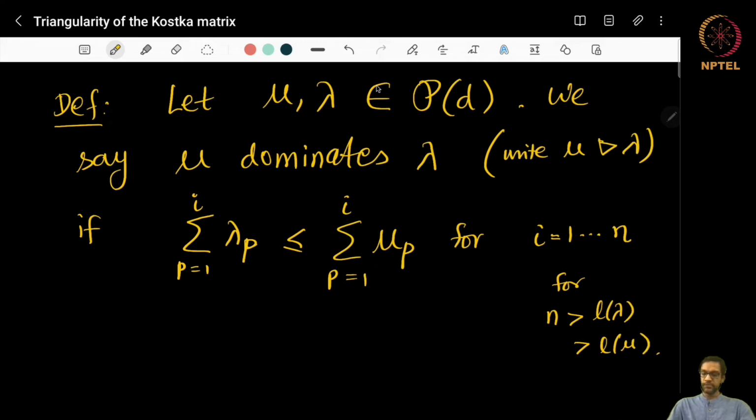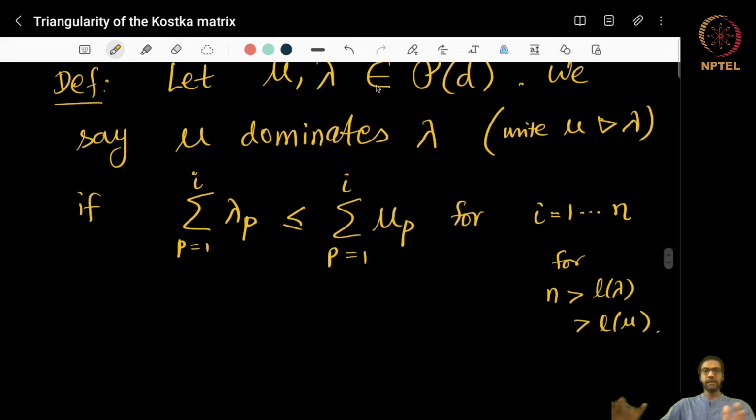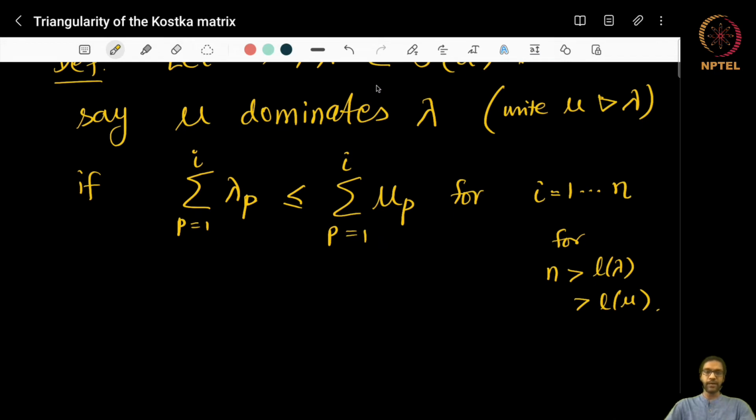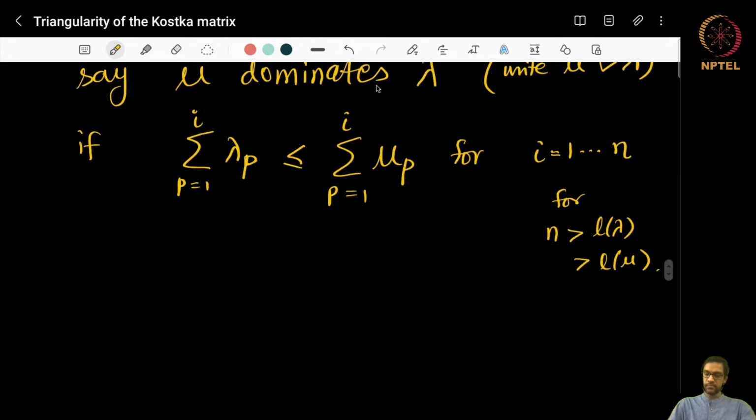Okay, and what is the meaning of this? You just put zeros at the end of both mu and lambda so that they both have length n. So I'm making both of them the same size so that I can do this comparison a bit more clearly. And the definition doesn't really depend on the n either.